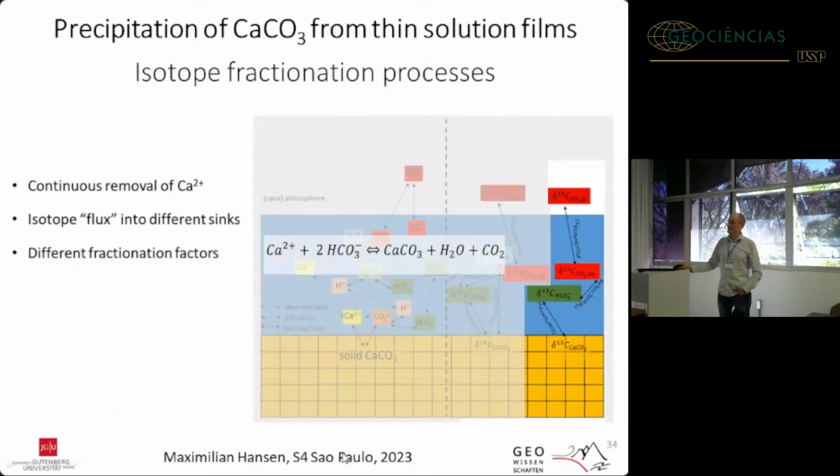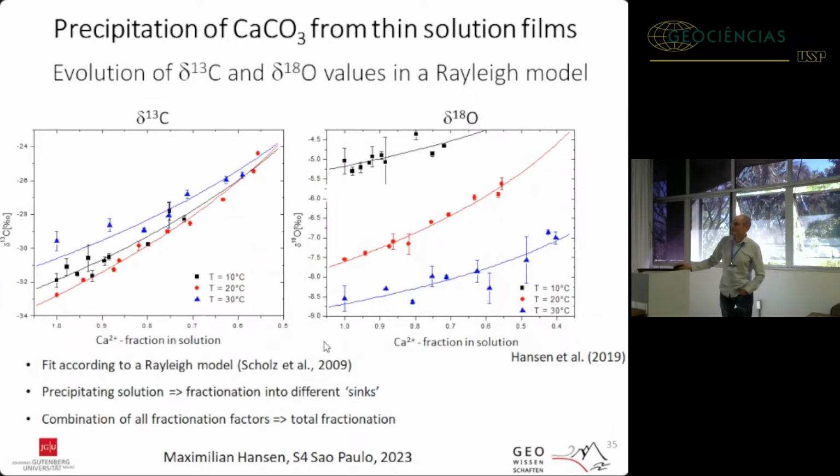So what causes this enrichment is basically isotope fractionation. So this is again the plot, but simplified for carbon isotopes. Again, the overall reaction: one calcium ion consumes two bicarbonate ions, forming calcium carbonate, water, and CO2. And isotopically, one of the C atoms will go into the calcium carbonate and the other one will go into the CO2. And these fractionations have different fractionation factors.